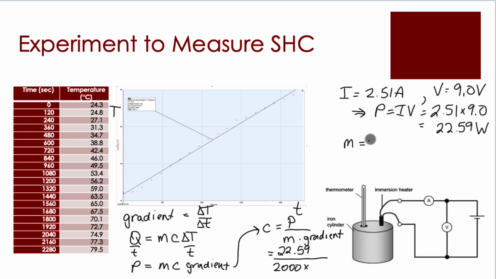I'll write that up here. And my gradient, which you probably can't see written there, but I'll give it to you. It is 0.02582. If I put that on my calculator, I'm getting the answer of 0.437 joules per gram per degree Celsius. And if I look online, the accepted value for this is 0.460. So it's actually not that bad.